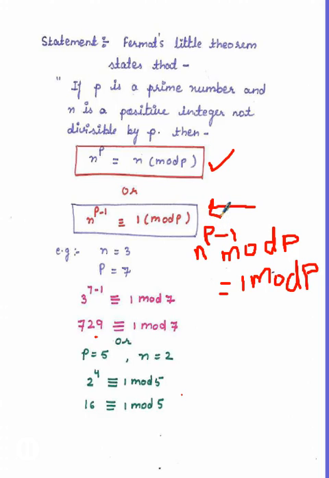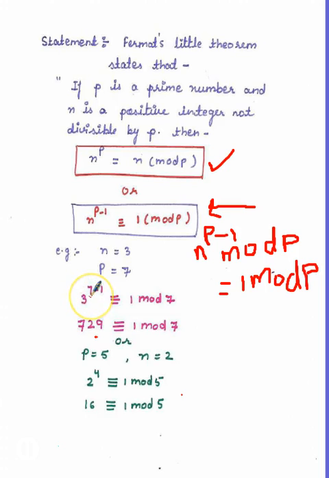For example, let's say N equals 3, P equals 7. First we will check that P is a prime number. Yes, 7 is a prime number. And now we will check that 3 and 7 are relatively prime. Yes, 3 and 7 are relatively prime. Then according to Fermat's little theorem, 3 to the power 7 minus 1 will be congruent to 1 mod 7.